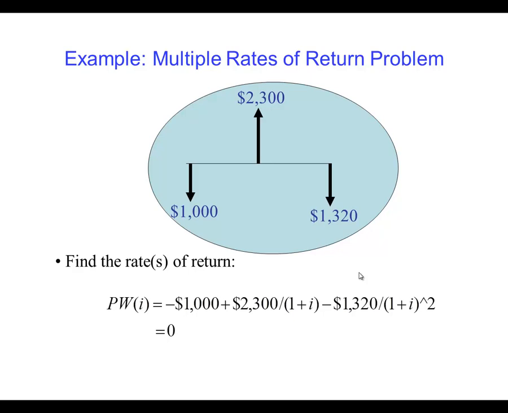Let's look at the example shown in this slide. The cash flow shows an out of pocket of 1000. Then we have a gain of 2300 at the end of period 1. Then we have an out of pocket of 1320 at the end of period 2. So we can use the present worth analysis to find the rate of return that will make the net worth equal to 0. This is our goal, to find i that will make the net present worth equal to 0, and that will be my rate of return.